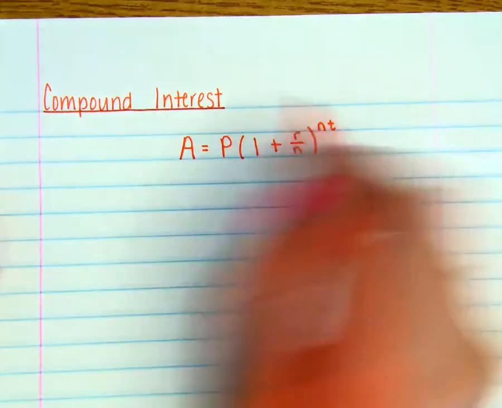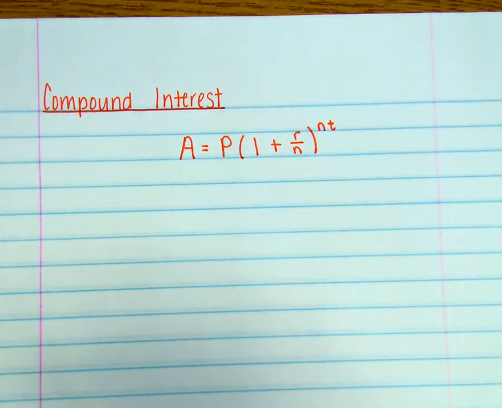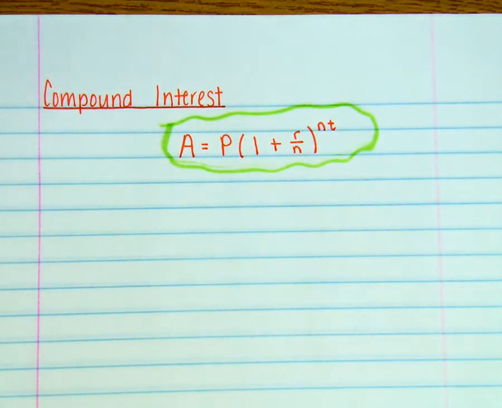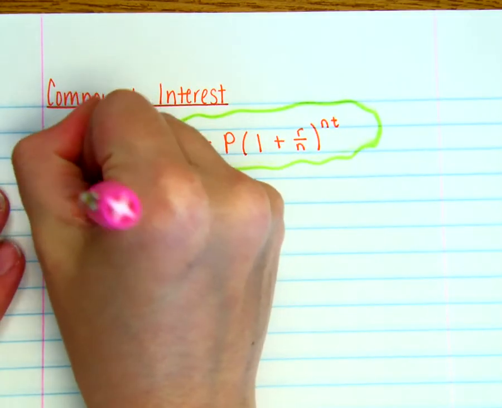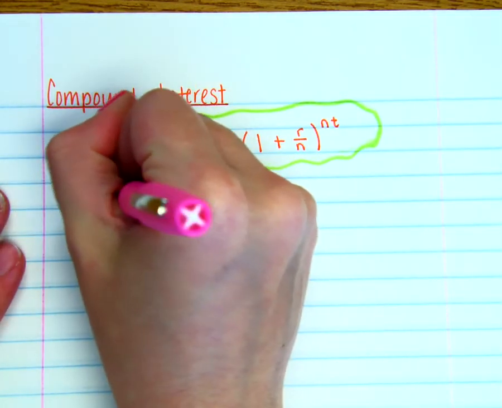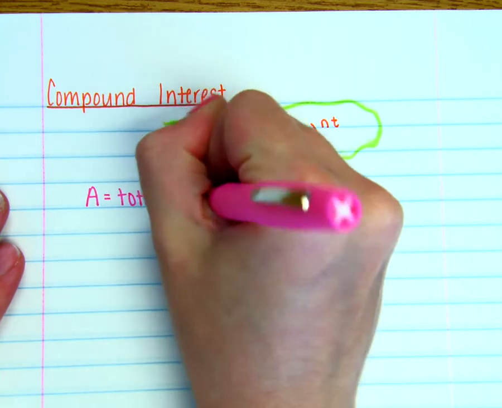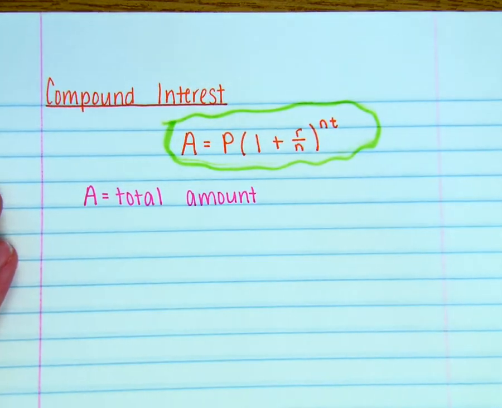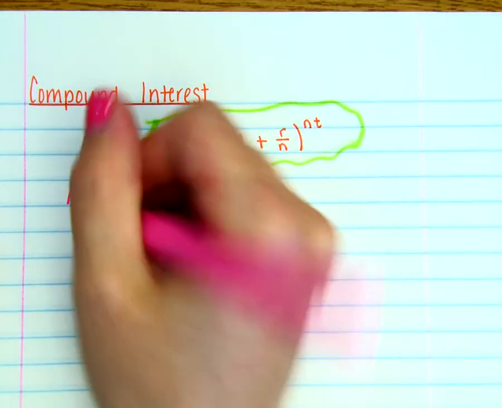So here's the formula, okay? If you want, you can highlight it, star it, put a box around it just like we do in class, that's fine. We're going to define what each part of that formula stands for, and what each thing means. So we're going to start with the A. A is equal to the total amount. So the total amount in the account.